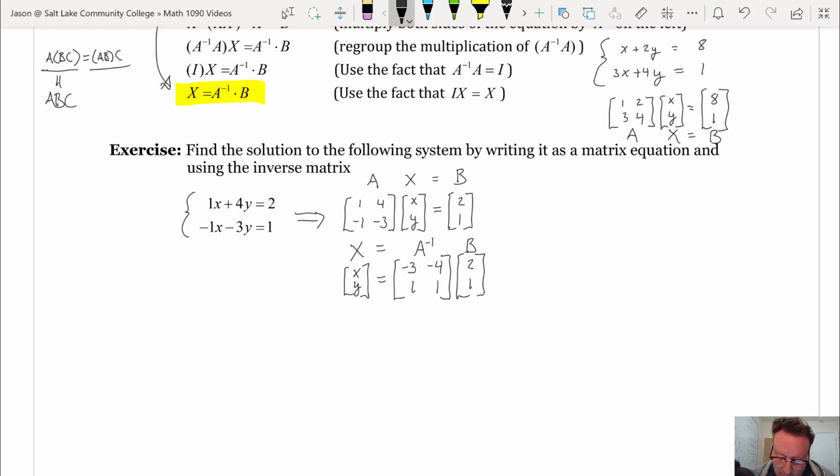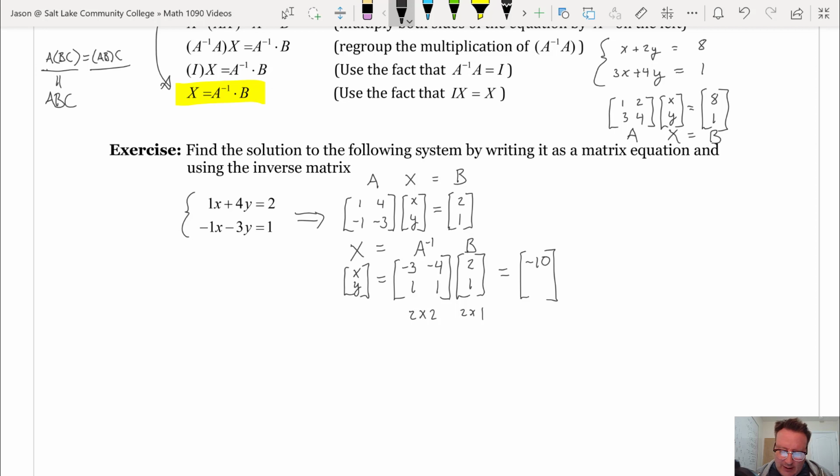So let's compute A inverse times B by multiplying the matrices. We have a 2 by 2 times a 2 by 1. The product will be a 2 by 1 matrix, a column vector with 2 entries. The way we get the first entry is by taking the first row and dotting it with the column from B. And we get -3 times 2 is -6, plus -4 times 1 is -4, -6 plus -4 is -10.